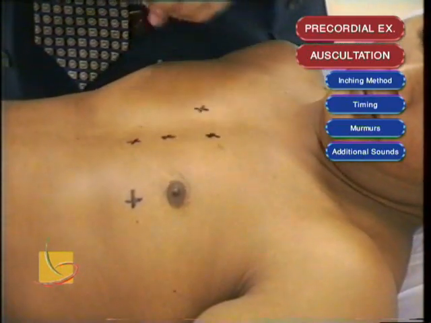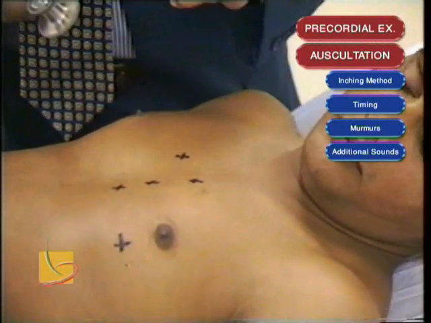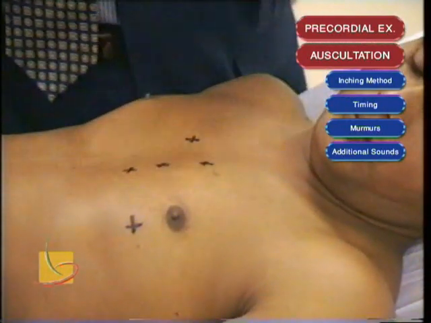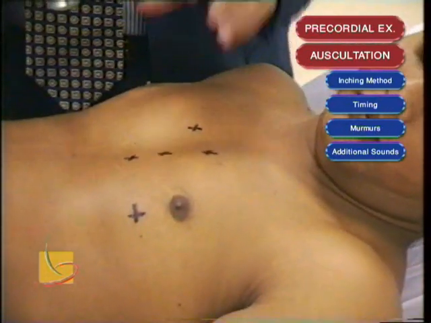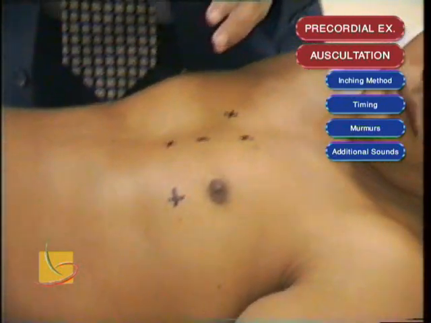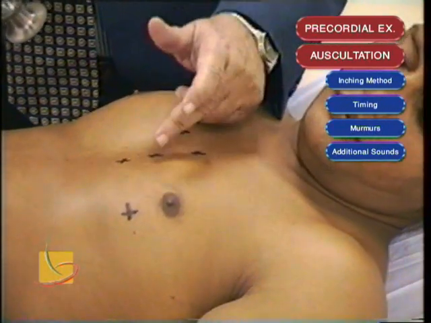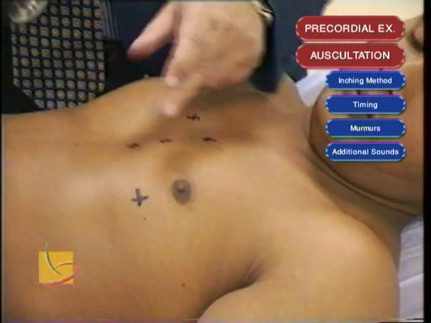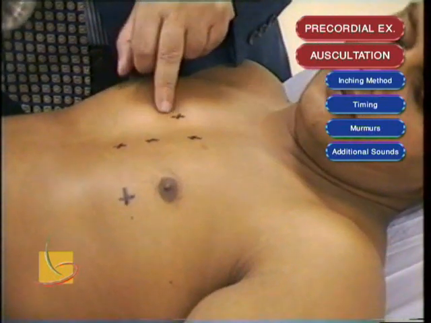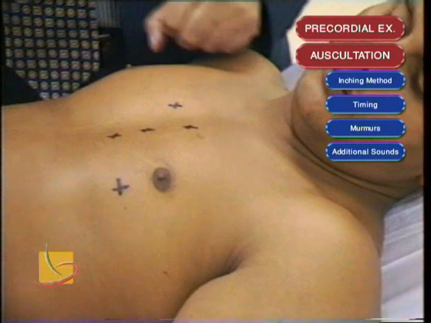The importance of this inching method is that you are trying to avoid missing an auscultatory area and missing strong evidence of any cardiac lesion. So mitral area, then tricuspid area, then second aortic area, pulmonary area, and first aortic area. Inch by inch, not to miss, and in a very systematic manner to avoid any missing.